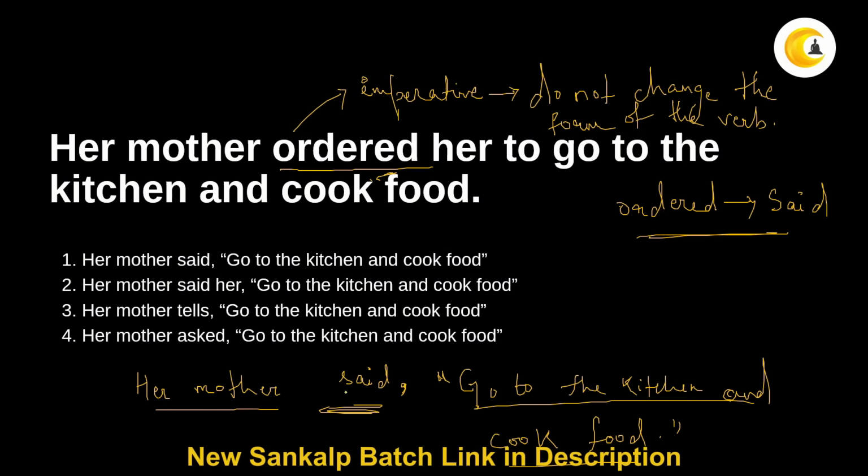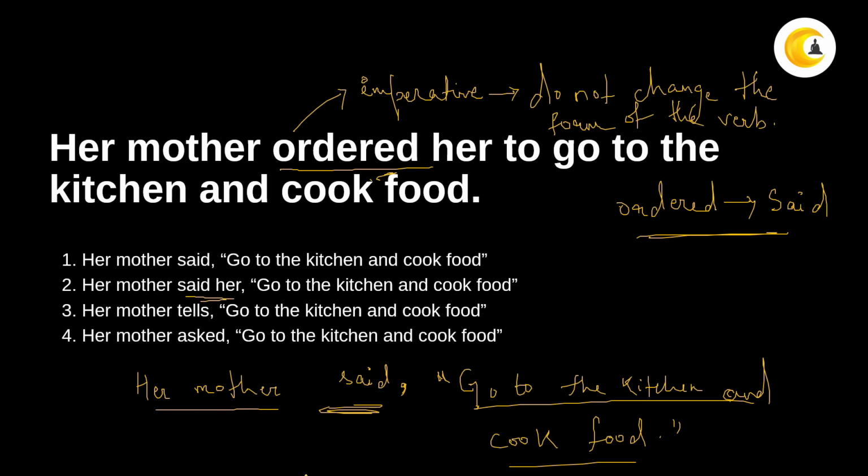And you won't use said her also. That is also incorrect. Her mother said, go to the kitchen, because if my mom is telling me to go to the kitchen and cook, she won't say, okay, come here, and then say me. If she has called me, then she is definitely speaking to me, right? That is implicit no matter what you do. So it's not going to be said her. It's just going to be said. So her mother said, go to the kitchen and cook food. So it's answer option 1.